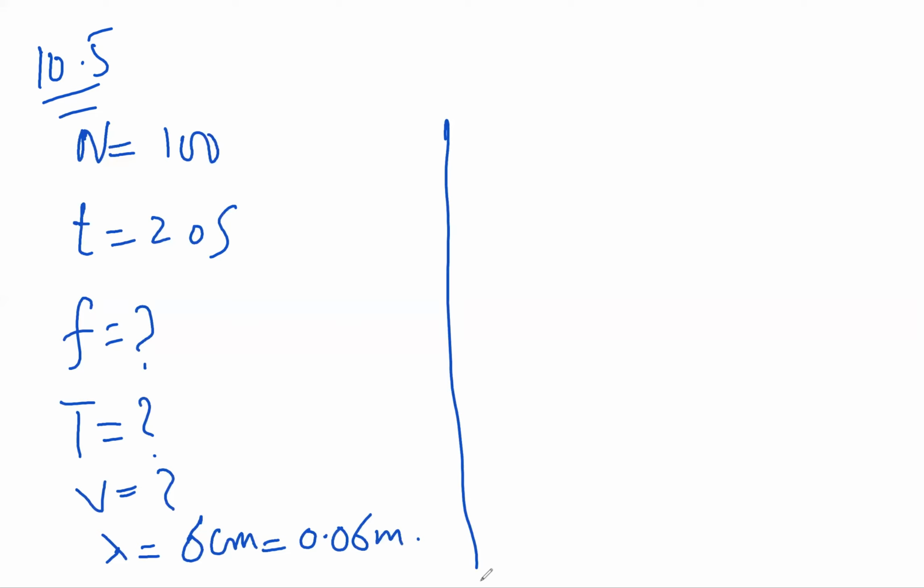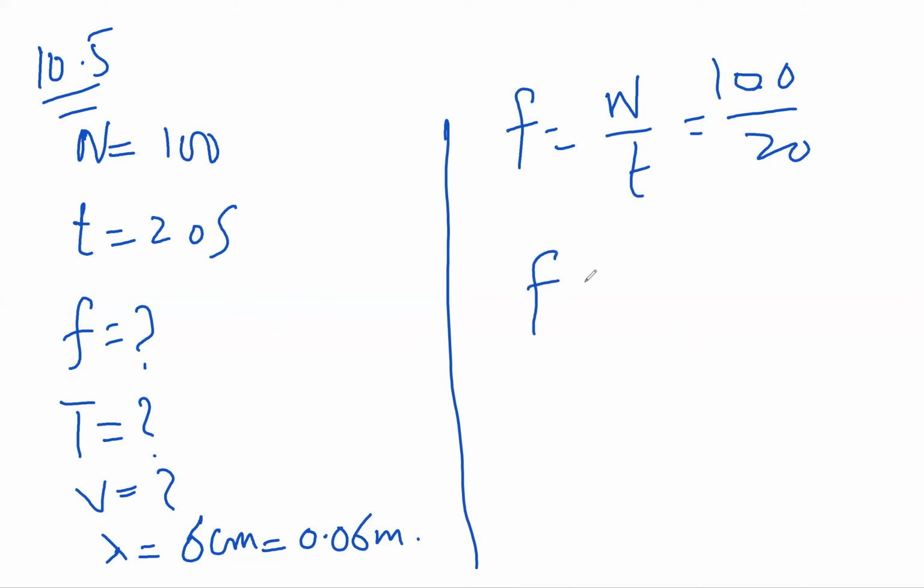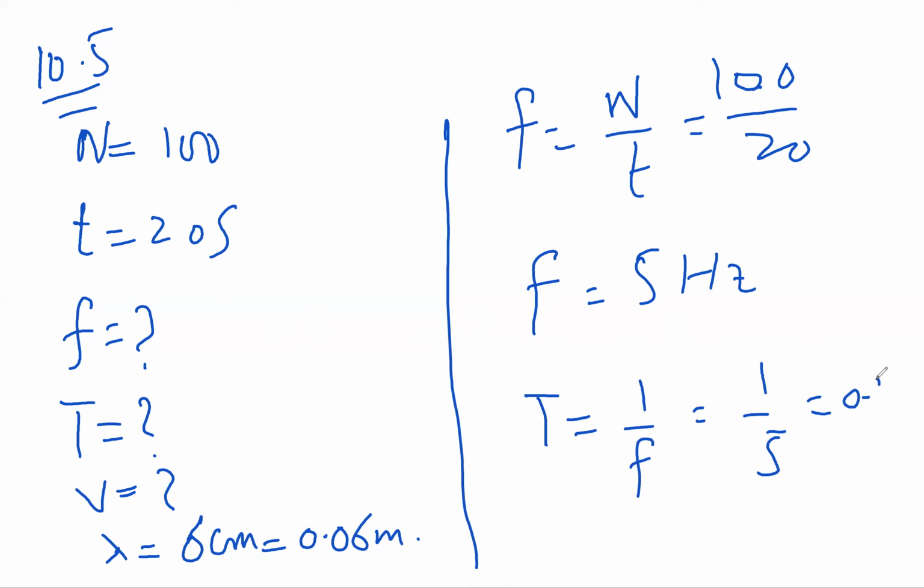Frequency is equal to N divided by T, which is 100 divided by 20. So frequency is equal to 5 hertz. Time period is equal to 1 by f, which is 1 by 5, so you will get 0.2 second. And v is equal to f lambda, where f is 5 and lambda is 0.06. You will get the answer.